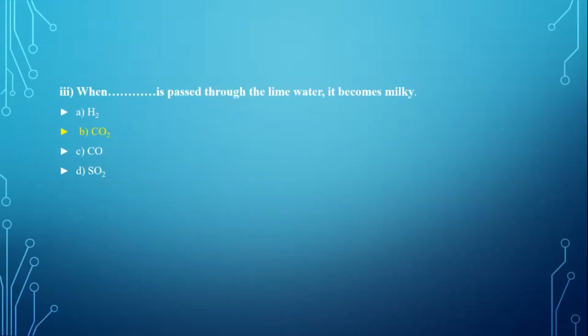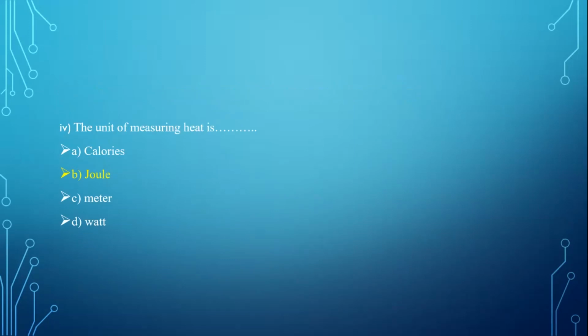Now let's go to the next point. Number 4. The unit of measuring heat is dash. What is the unit of measuring heat? In which unit do we calculate it? Either it is calories, joule, meter, or watt. Watt is for power, you know. Meter is for distance. Joule, right? So joule is the unit in which heat is calculated.